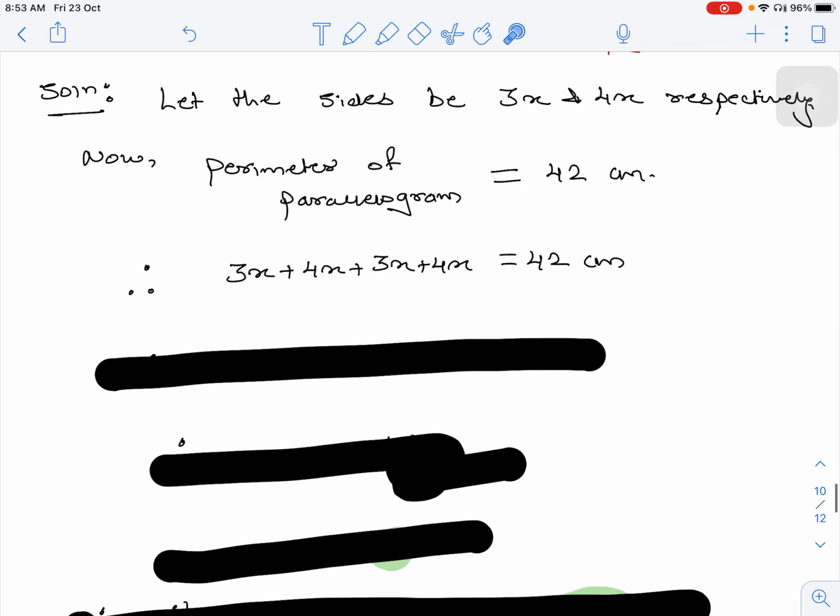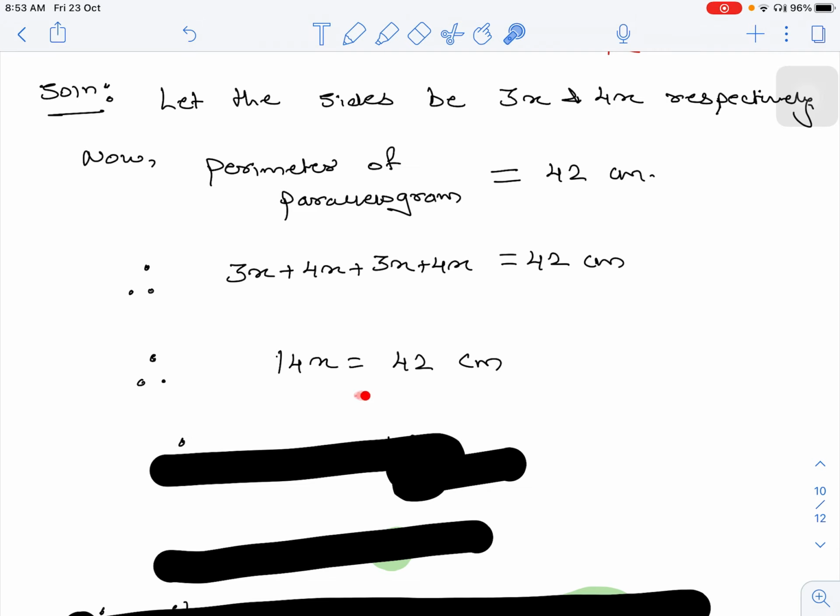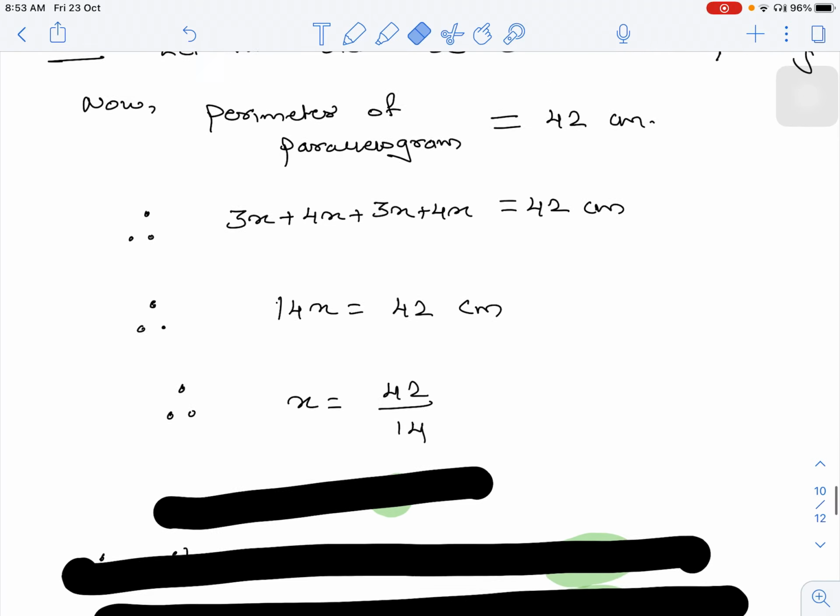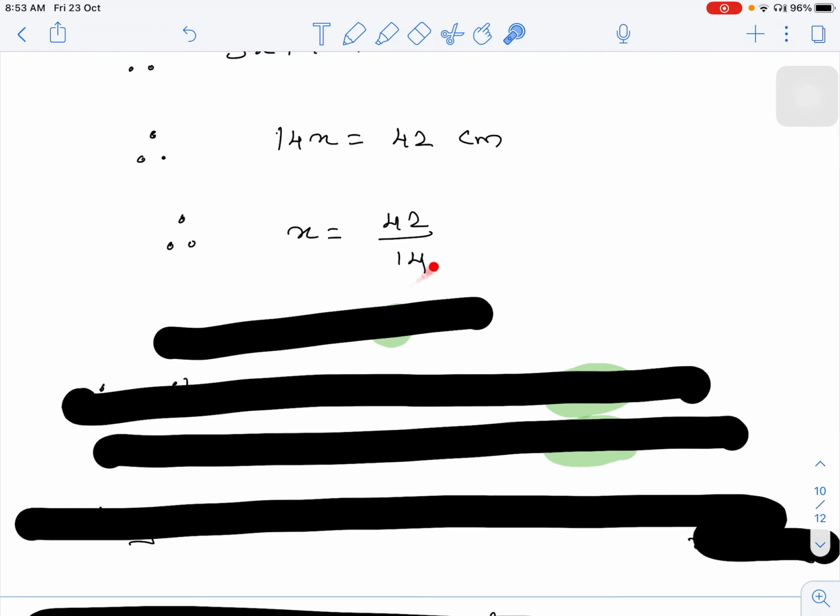Now we can see that these all are like terms, in each term x is present, so we can directly add it. 3 plus 4, 7 plus 3, 10 plus 4, you will get 14x equals to 42 centimeter. Now we want this x alone, so this 14 is multiplying to this x. If we change its side, it will divide, so x equals to 42 upon 14.